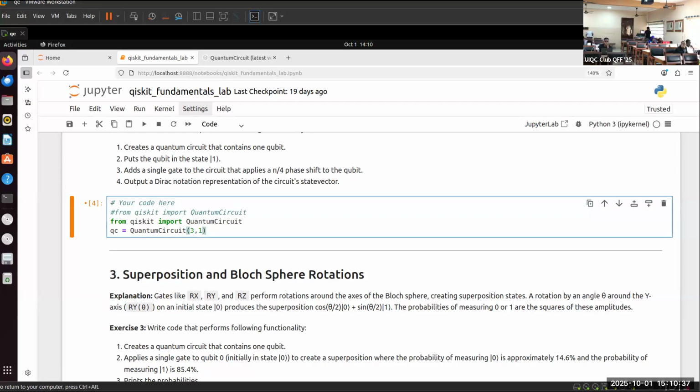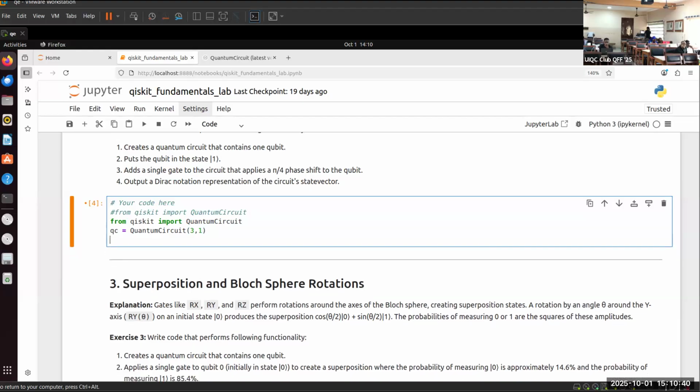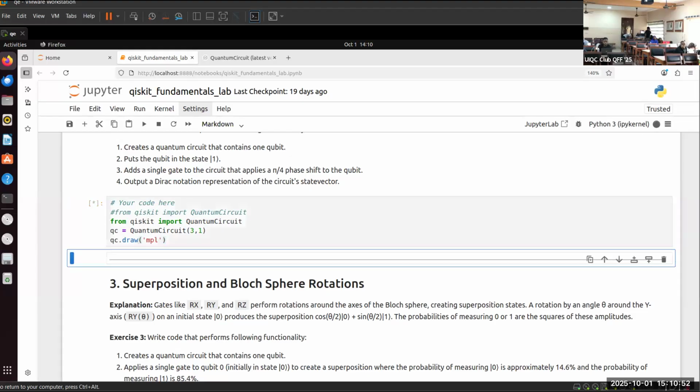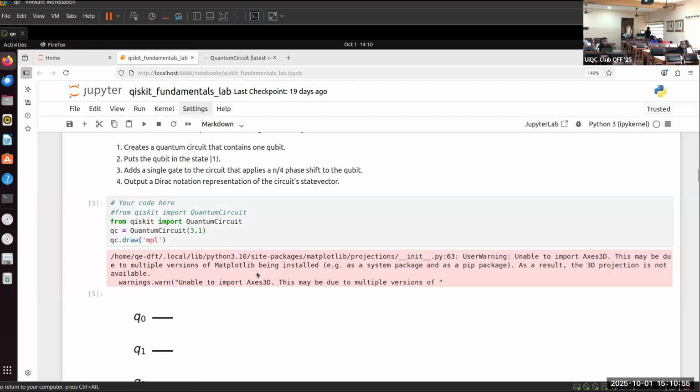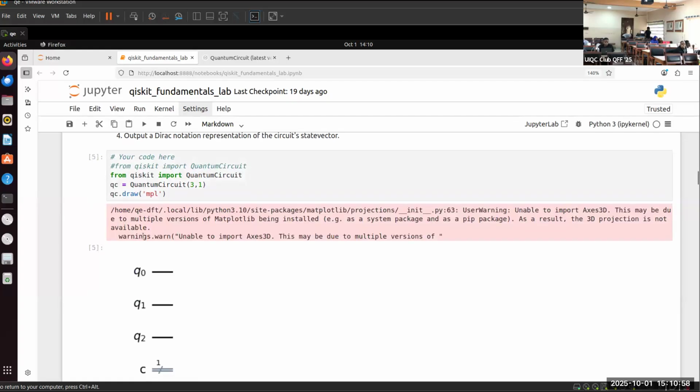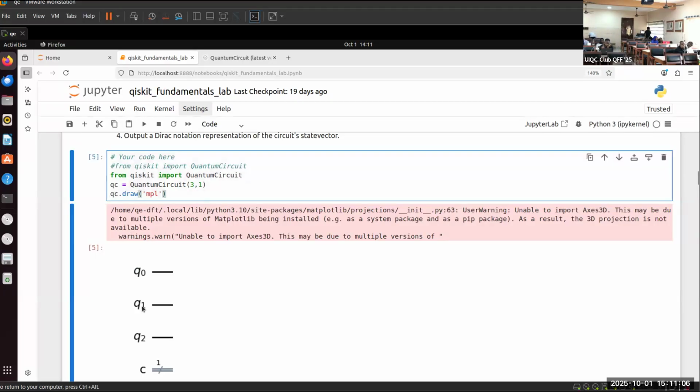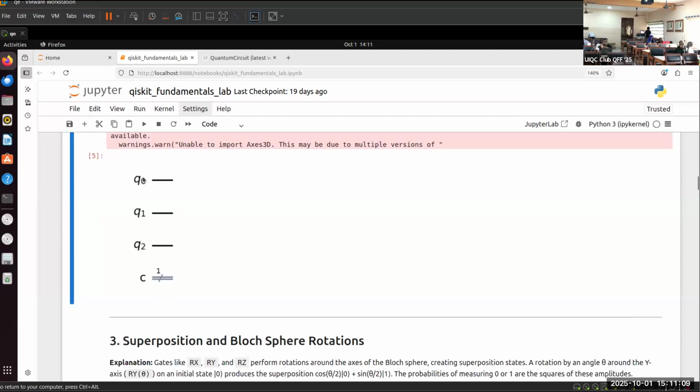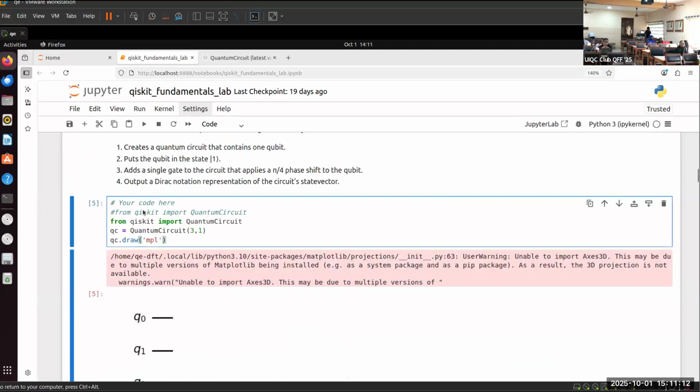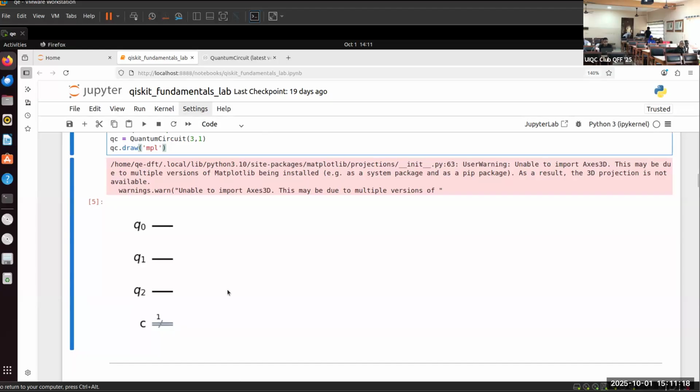By doing it this way, 3, 1, let me show you so that we can have a good feel of what we are doing. These are the first steps in quantum circuit creation. I'm having different versions of Matplotlib, so you can ignore the warning. It is just a warning. I will have to silence it later, just from my own end.